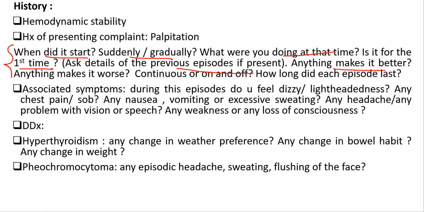And then ask, anything makes it better? Anything makes it worse? Is it continuous or on and off? How long does each of these episodes usually last? So if patients say multiple episodes, we need to know how long each episode lasts and how each episode usually stops. Is it spontaneously or something you do to make it stop? So get some idea about the history of palpitation, and after that you move on to the associated symptoms.